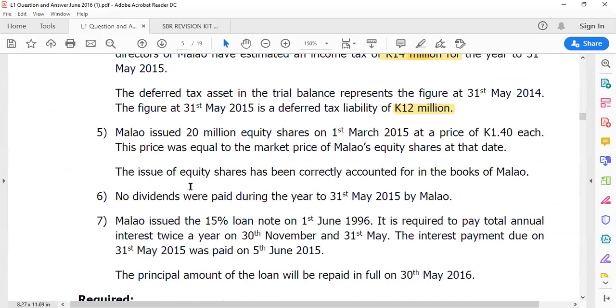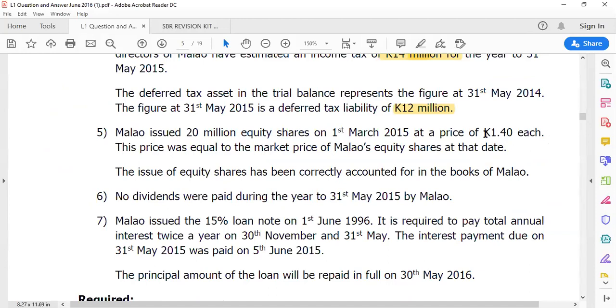Okay, so there we go. What is the other note? Note number 5. Malawi issued 20 million equity shares on 1st March 2015 at a price of 140 each. This price was equal to the market value of Malawi's equity share at the date.